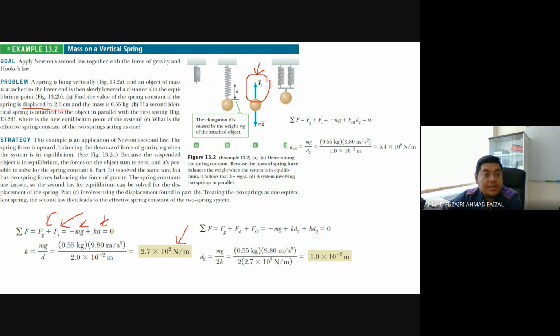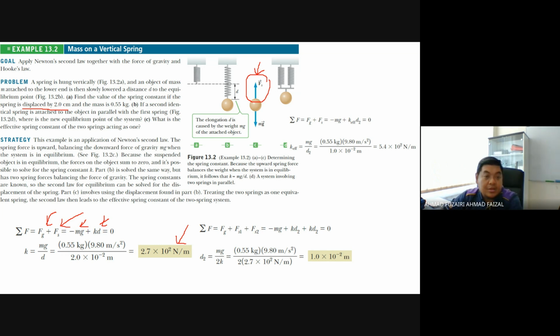If a second identical spring is attached to the object in parallel with the first spring, that means you have put another spring attached parallel to the first spring. Where is the new equilibrium point of the system? How can we know that this is the equilibrium point?